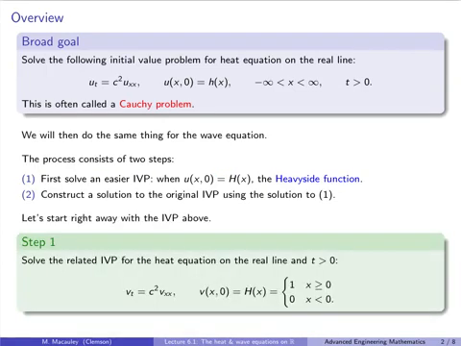Let's start right away with the initial value problem above. The first step is to solve a similar IVP for the heat equation on the real line, except the initial condition, instead of being a general function, lowercase h, is the Heaviside function, or a unit step function, capital H. So I'm going to use v for this function because it technically is a different function than the u that satisfies this initial value problem.